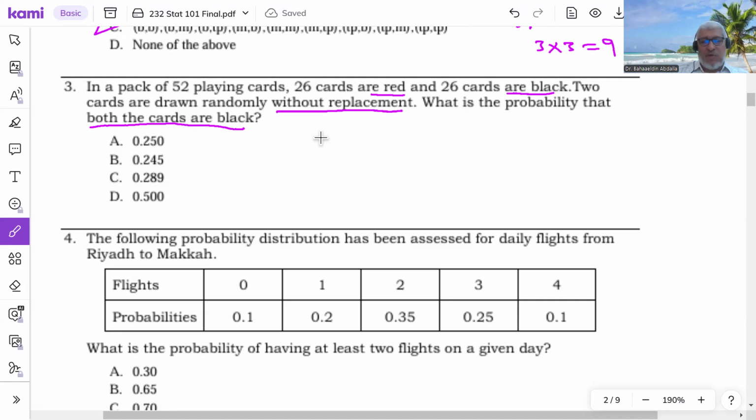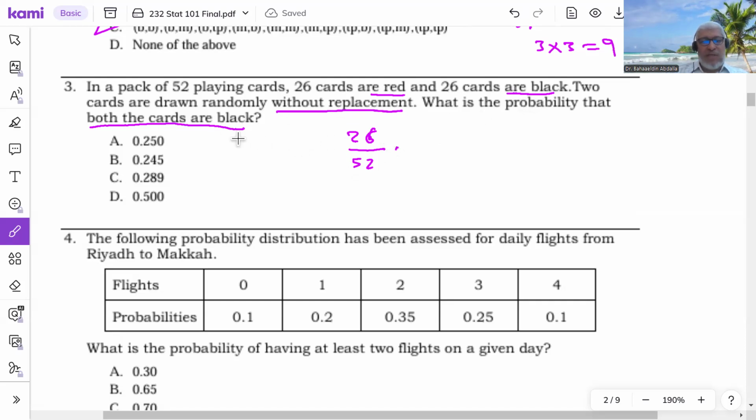Let us solve it step by step. So the first step, select a first card. What is the probability that the first card is black? The number of black cards over the total number of cards. This would be the probability of selecting a black card. The experiment is without replacement, so we selected a black card and keep it with us.